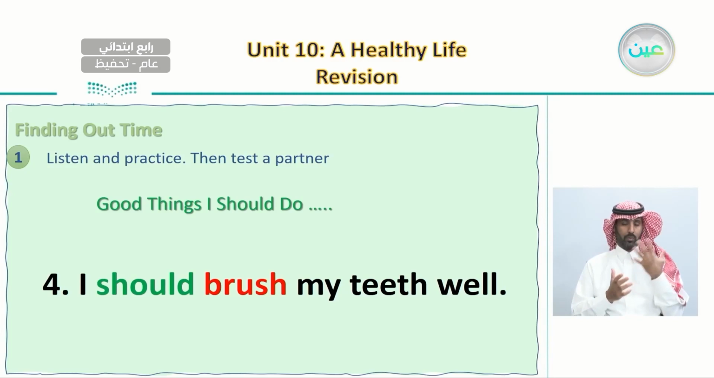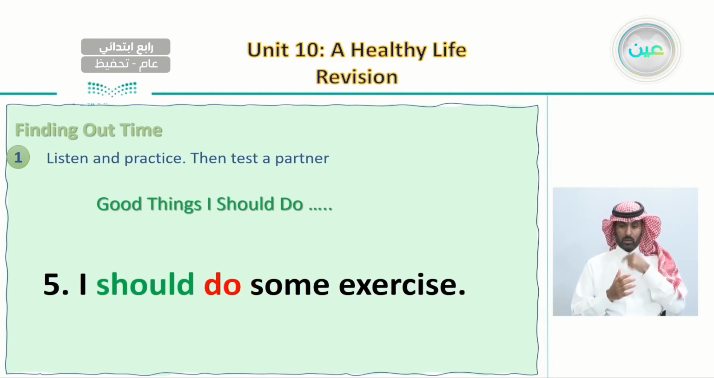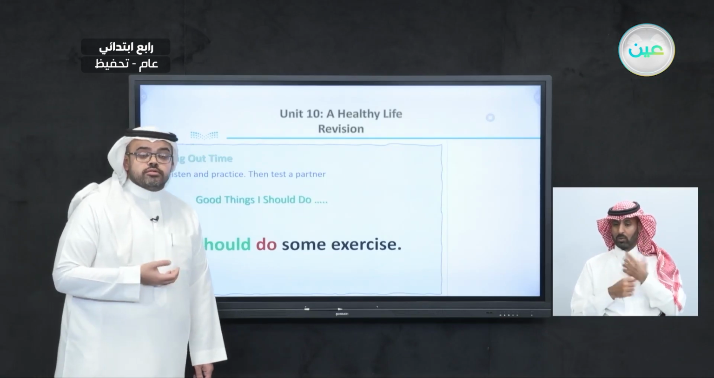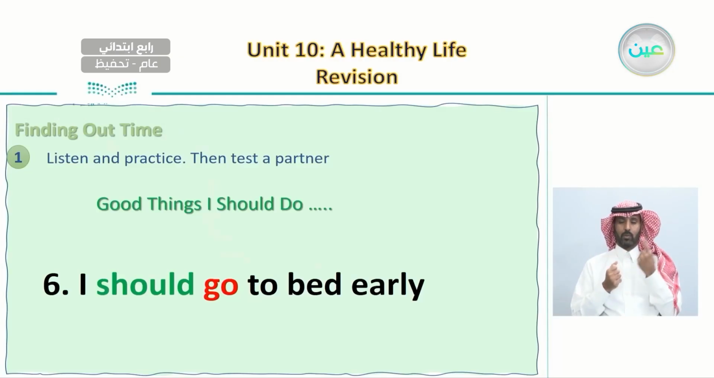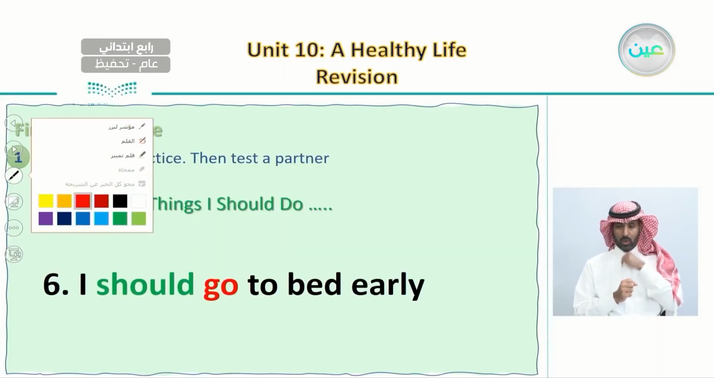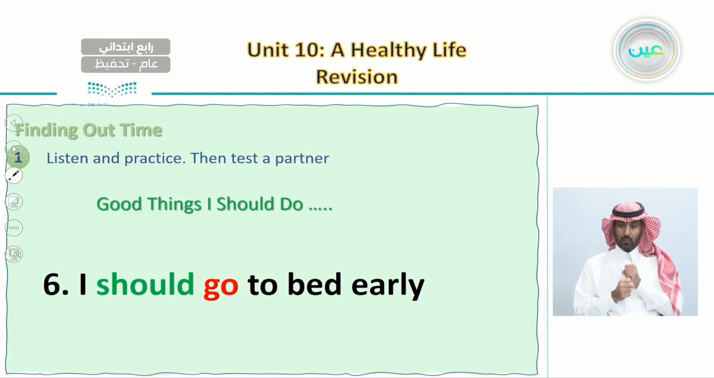And number 5, I should do some exercise. So here is the fifth one. And the last good thing we have learned in this lesson that we should do to have a healthy life is, I should go to bed early. So these are the good things that we should do if we want to have a healthy life.